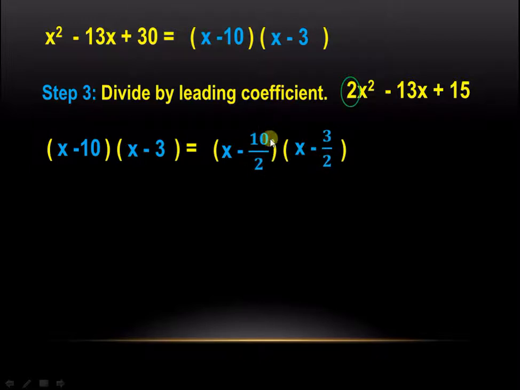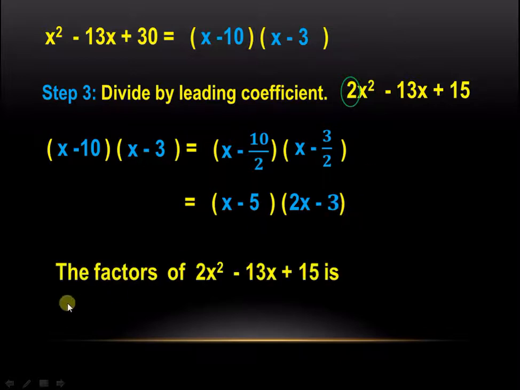This is not yet simplified, so we're going to simplify this. So this new expression will become x minus 5. And then since we cannot simplify this one, all we need to do is to put the 2 in front of the x, so it becomes 2x minus 3. So the factors of 2x squared minus 13x plus 15, our original trinomial, will be x minus 5 times the quantity 2x minus 3. Okay? Now let's have one more.